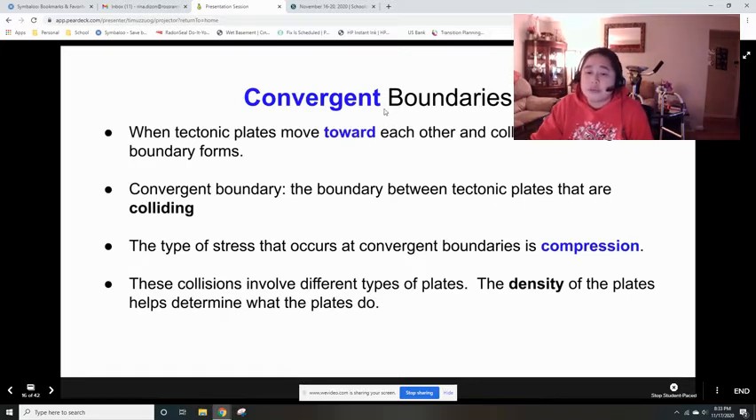Every boundary is associated with a type of stress. The stress associated with convergent boundaries is compression. Makes sense. It's compression with the C, convergent with the C. Easy way to remember that. These collisions involve different types of plates. The density of the plates helps determine what the plates will do. So this is where the word density is going to become important for us.